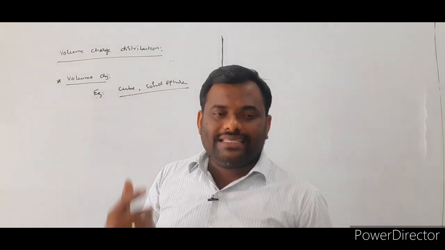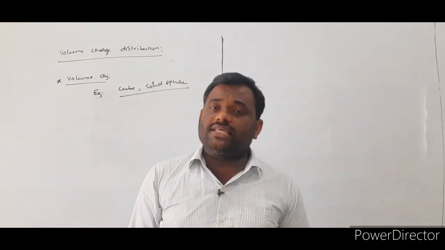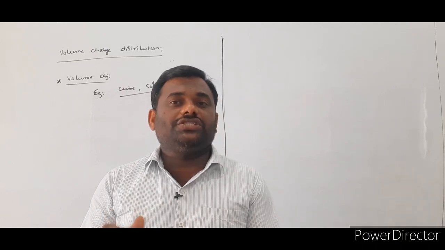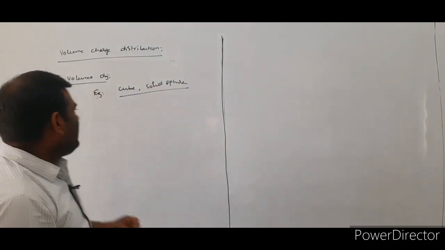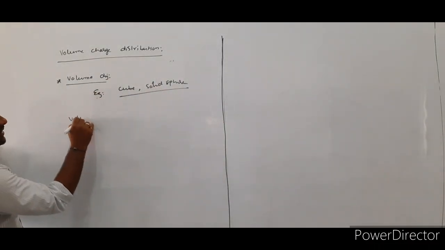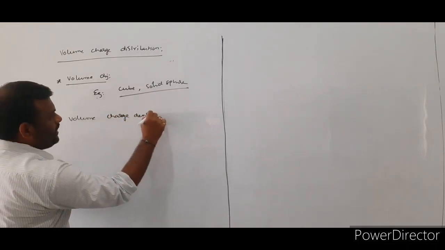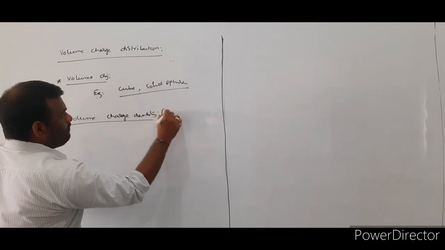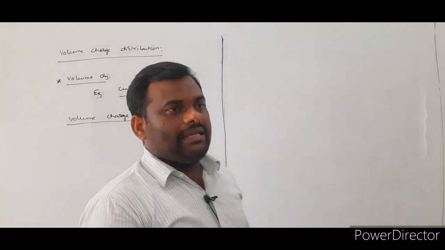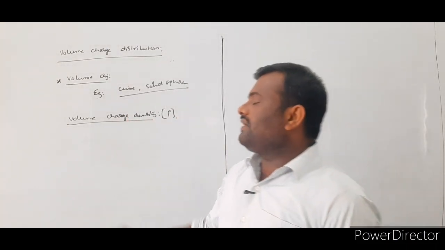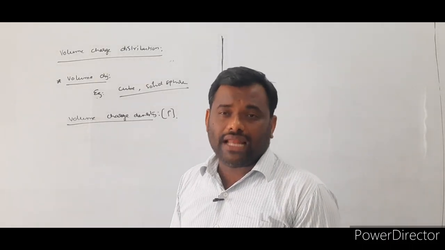Similarly, to find the electric field intensity produced by volume charge distributed objects, here also we need one more physical quantity called volume charge density. This volume charge density will be represented with the symbol rho. In the previous case, surface charge density was represented by sigma, and here the volume charge density is represented by rho.